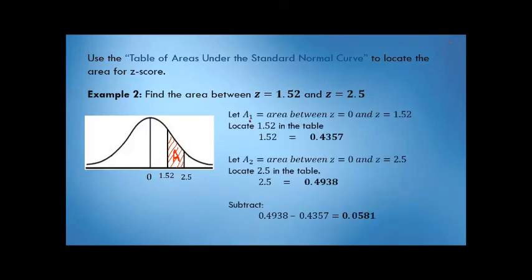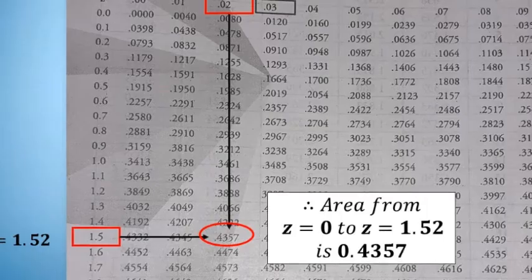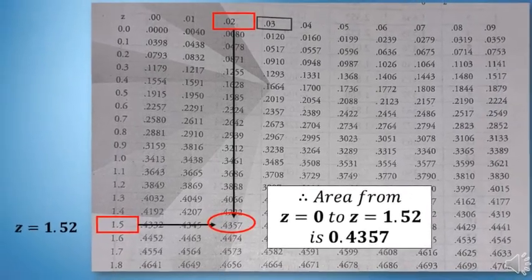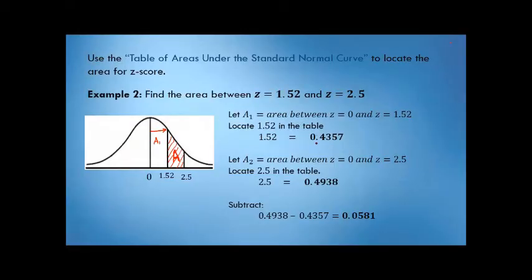Ayan. So ganito yung magiging solution natin dyan. Una, i-represent natin yung isang area between 0 and 1.52. So ito yun. Ito yung isang area mula 0 hanggang 1.52. So ito yung area 1. And then, ilocate natin siya sa table which is 1.52. So balikan natin kung 0.4357 siya.